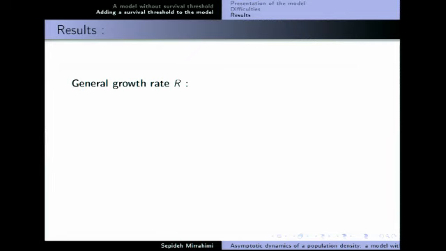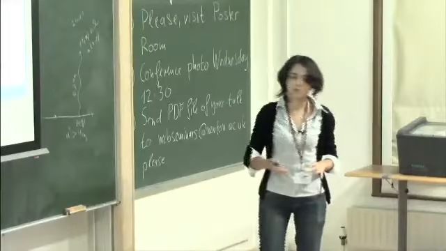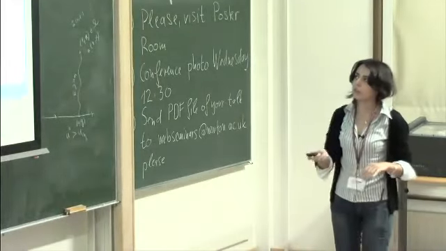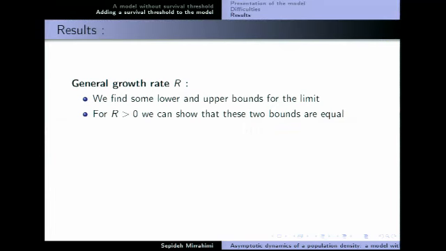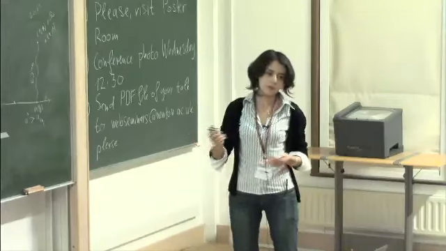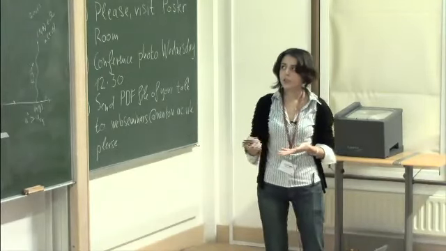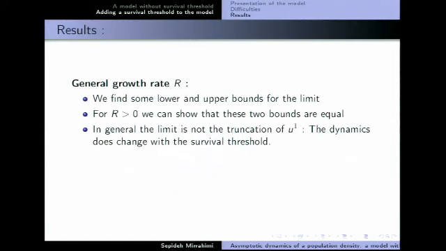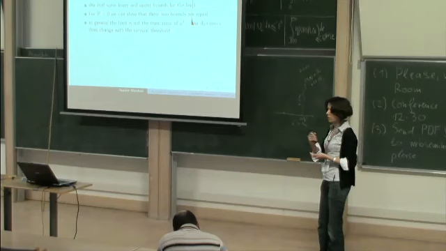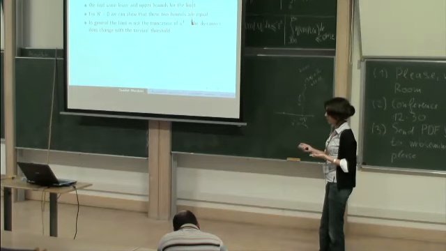But with the general growth rate, we can just find some lower bounds and upper bounds for the limit. As I said before, it is something that is similar to this, but it's not exactly this. It's a bit complicated to define it. But in the case where R is positive, under some reasonable assumptions, we can show that these two bounds are equal, and we have the convergence. And in the case where R can take positive values, we can see that the solution is not U1 truncated. So the dynamics has actually changed.